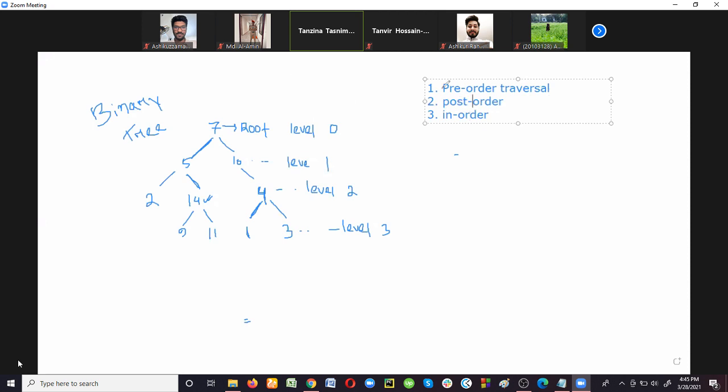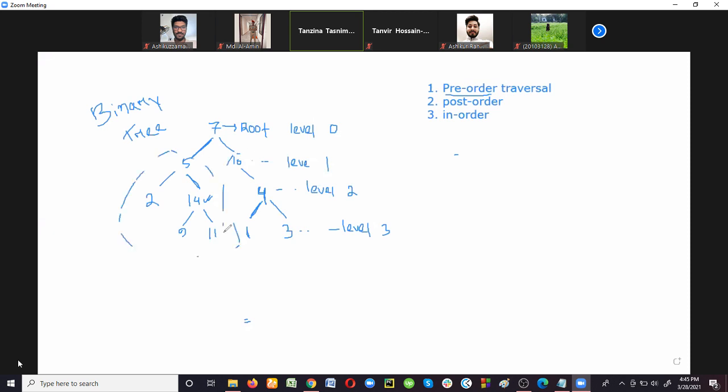So now the first one is pre-order traversal. The names pre-order, post-order, and in-order are given based on the appearance of the root node in that traversal sequence. Based on the position of the root node, we are naming the traversal methods in this way. So the first one is pre-order traversal. That means at first which node will be visited? The root node. In pre-order traversal, at first the root node will be visited, then you decide which subtree will be visited first, the left subtree or the right subtree.